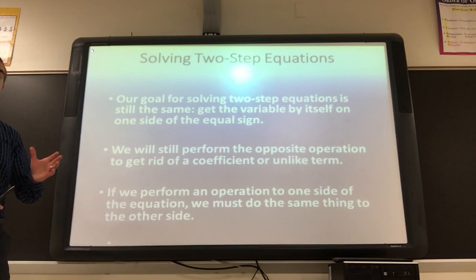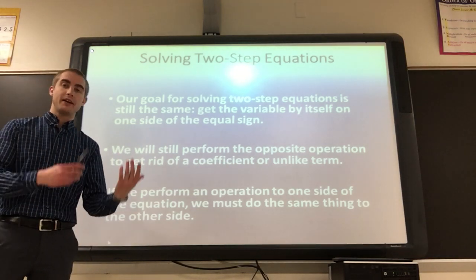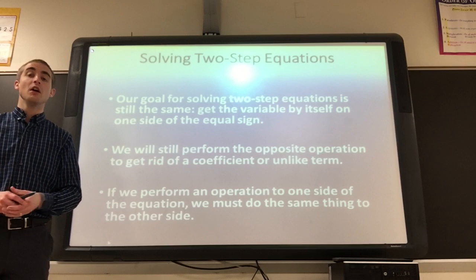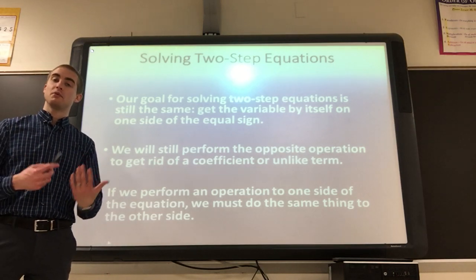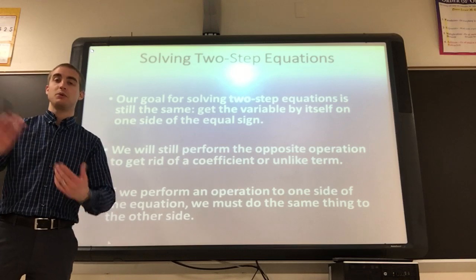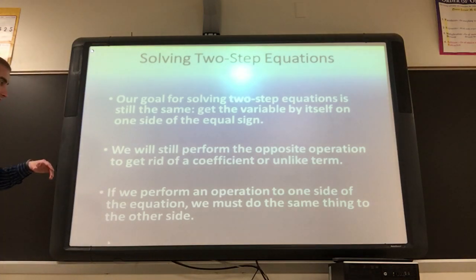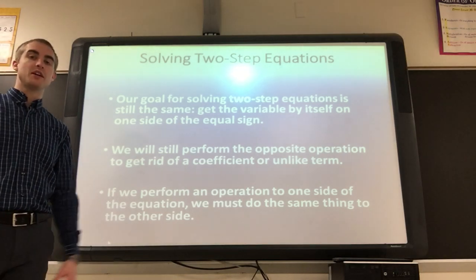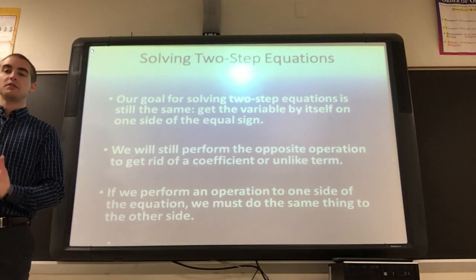To get rid of something, a coefficient or an unlike term that's being added or subtracted, we want to perform the opposite operation. So if we added that term, we need to subtract it. If we multiplied it, we need to divide. And then if we perform an operation on one side of the equal sign, we've got to do the same thing to the other side of the equal sign.